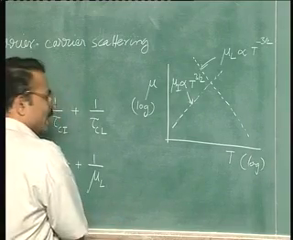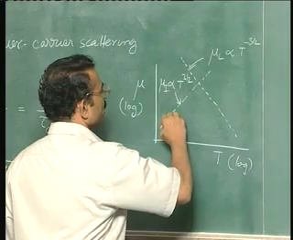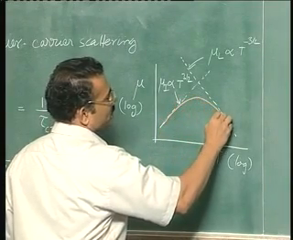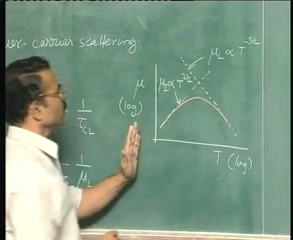Now if you want to sketch the overall mobility for any given doping as a function of temperature, it would be mu I for low temperatures and mu L for high temperatures. So it will tend to go like that. So this is the behavior of mobility.